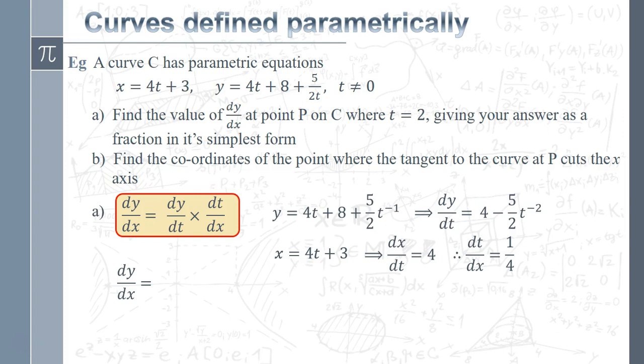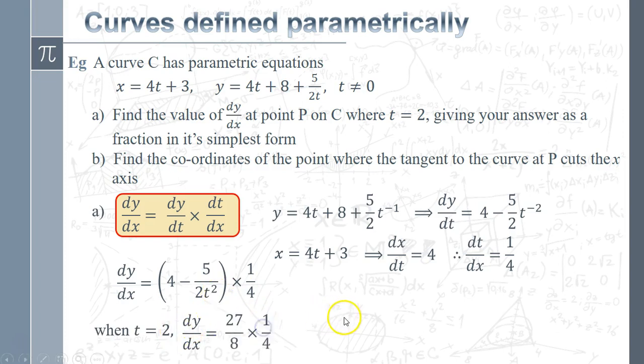So therefore we've now got dy/dx is going to be dy/dt, this bit up here, times dt/dx, which is the quarter, and then when t equals 2, we just put t equals 2 into here, and we end up with 27 over 8 coming from the bracket, times a quarter, which is 27 over 32. You'll notice I wasn't being asked specifically for an expression for dy/dx, so I didn't worry about tidying this up. I just subbed t straight in. And there we go, so there's part A sorted.